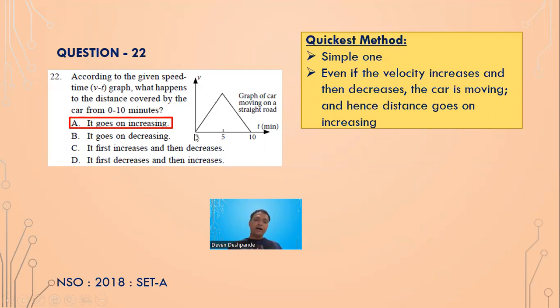So here the speed is increasing. Here is the maximum speed. Then at the maximum speed, the speed keeps on decreasing, but the car is still moving. Isn't the car still moving? So distance will keep on increasing.